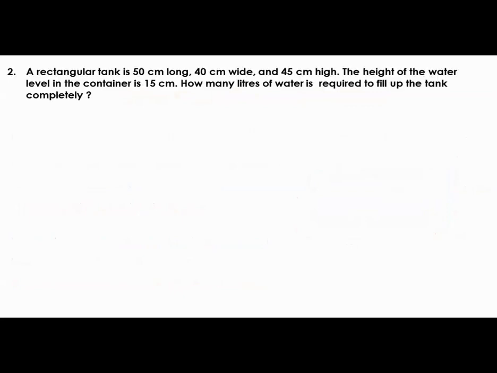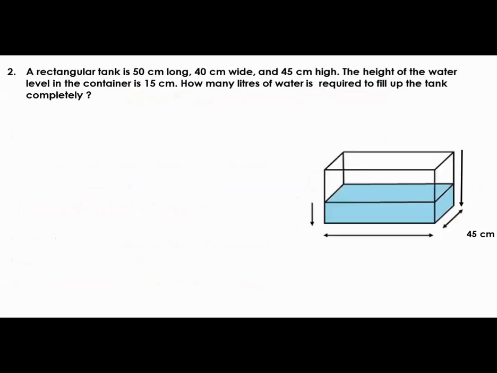Example number 2. A rectangular tank is 50 centimeters long, 40 centimeters wide and 45 centimeters high. The height of the water level in the container is 15 centimeters. How many liters of water are required to fill up the tank completely? In this question, we would calculate the total capacity of the rectangular tank first. Then we will find out the volume of water inside the tank to know how many liters of water should be poured in the tank to fill it completely.